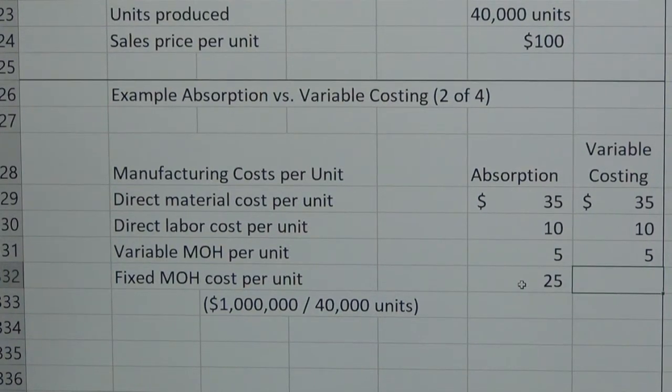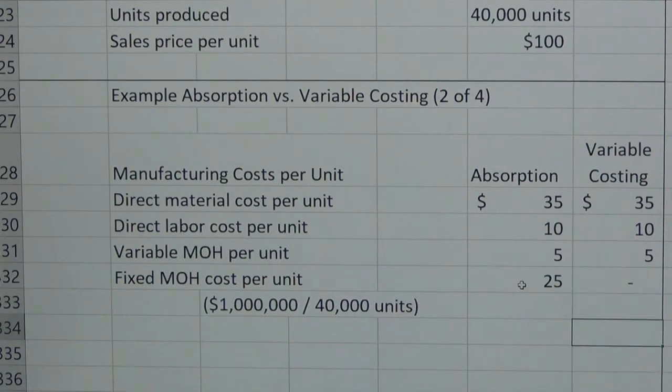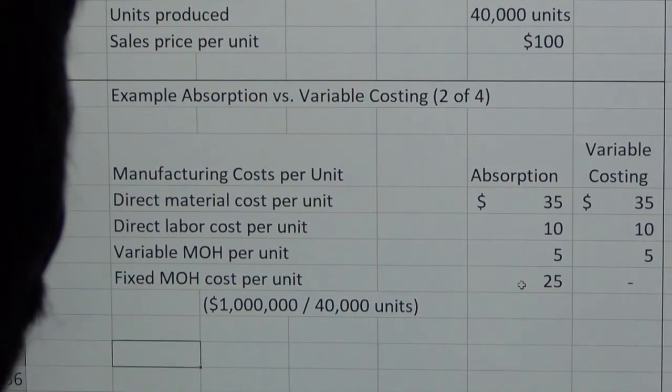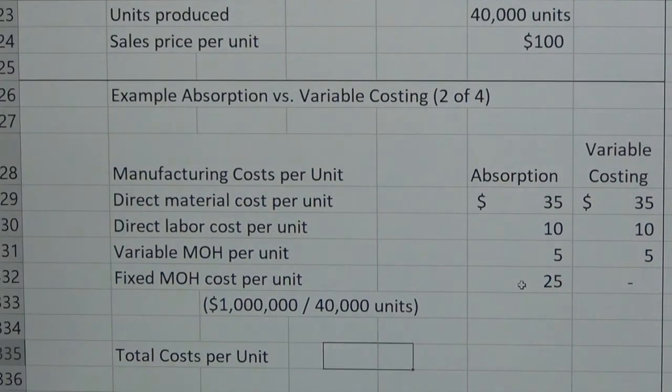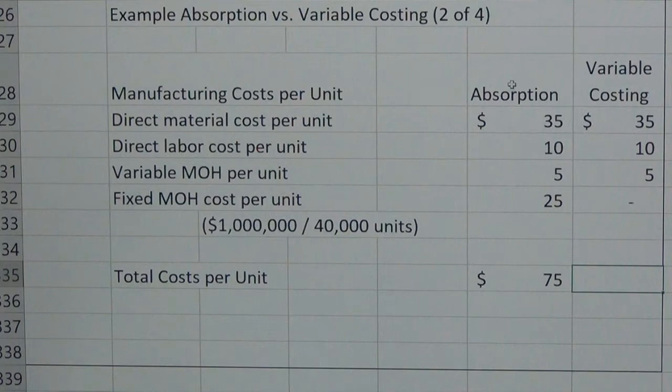But here's the difference. For variable costing, we only take into consideration the variable costs, not the fixed MOH. So that's going to be 0. All right. So now when we look at the total cost per unit, under absorption costing, the total cost is going to be $75. You can run the math, add those up, that's going to be $75. However, for variable costing, the total cost is only going to come up to $50.